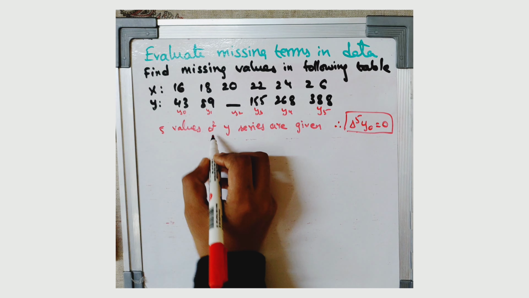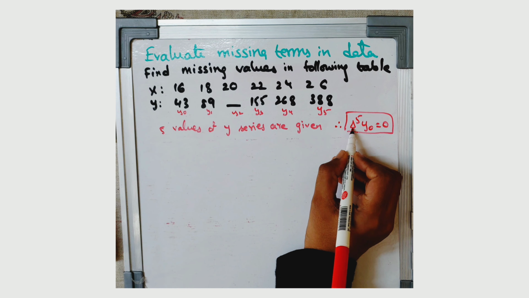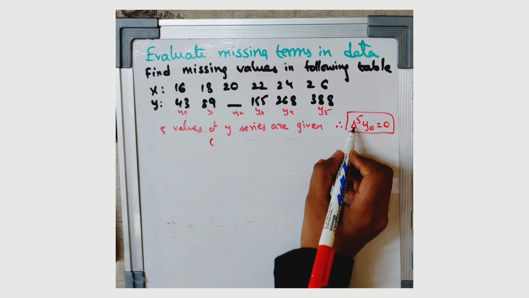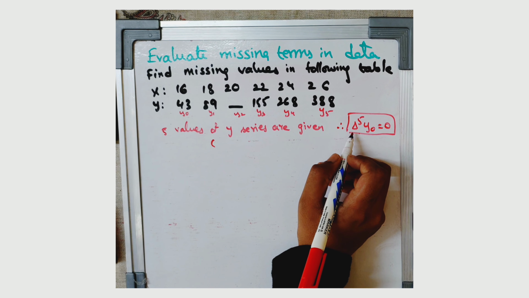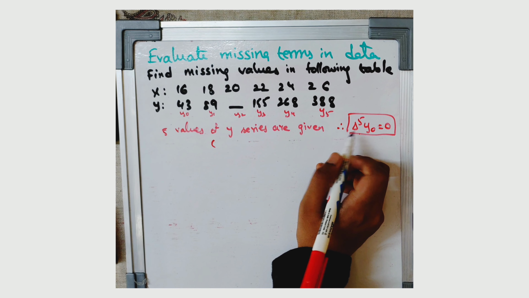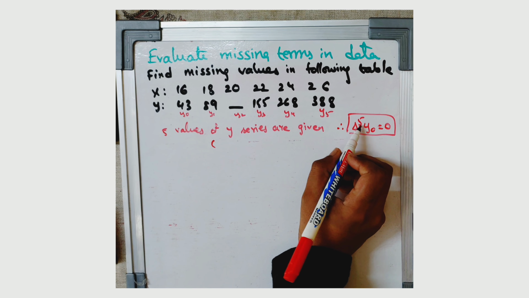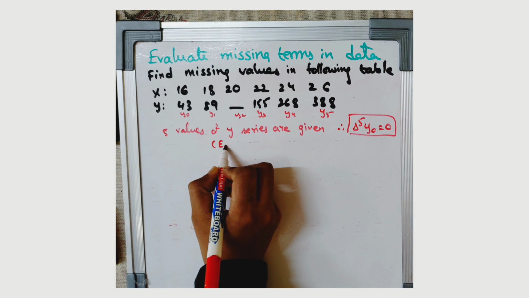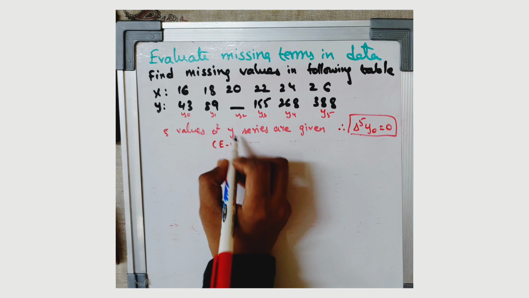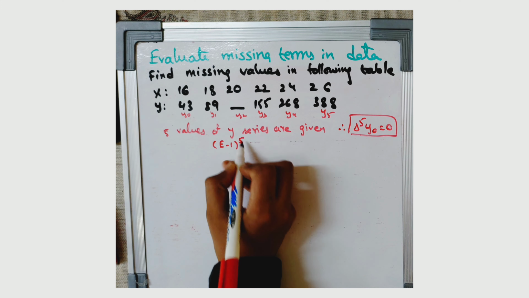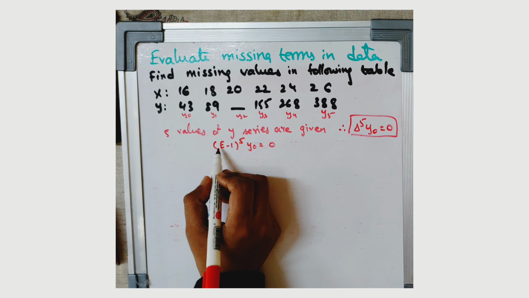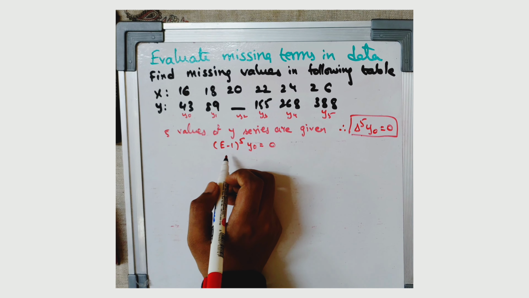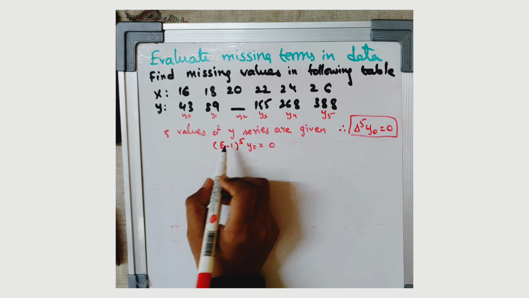Now what you can do, you can simply expand this. You know what is the formula of delta, right? This is the forward operator. The relationship between the forward operator and the shift operator E is nothing but (E minus 1) whole power n. That is, (E minus 1) whole power n, where n is 5, right? That is, delta power 5 y0 equals 0. Just expand it. That is (E minus 1) whole power 5 into y0.